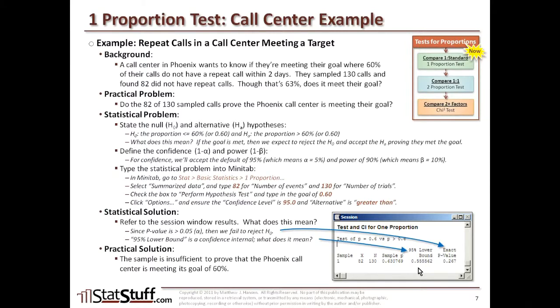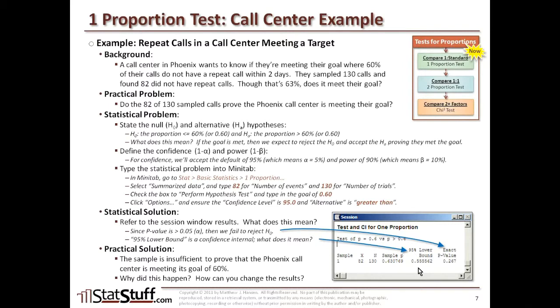So the formal conclusion, or from a practical solution, we might say is the sample that we looked at for these 130 calls, that sample is insufficient to prove that the Phoenix call center is meeting its goal of 60%. So why is it that this happened, and what can we do to change the results? Well, if we collected more data and ran this test again, we probably can find for sure whether we were meeting the goal or not.